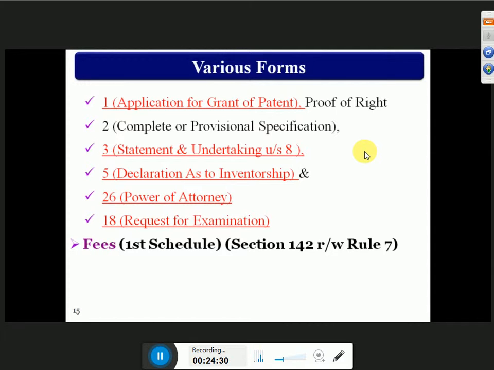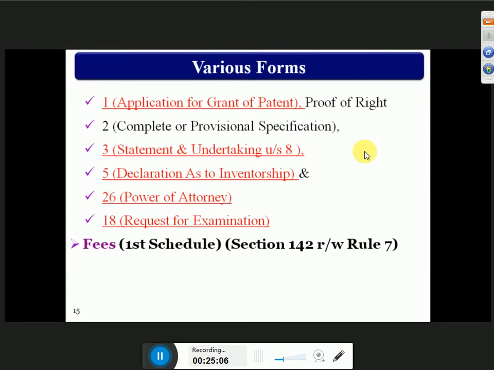Point number 2, or Form number 2, is complete or provisional specification. As I discussed earlier, you can file a provisional patent application, and you can file the complete specification within 12 months of the provisional application. Similarly, Form number 3, Form number 5, declaration as to inventorship, and statement and undertaking under section 8. And if, for example, I am giving all my rights to an assignee, I should file Form number 26, that is power of attorney.